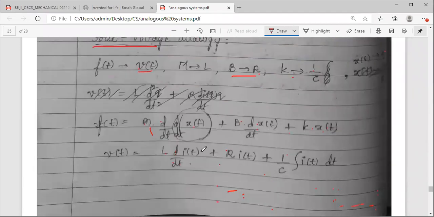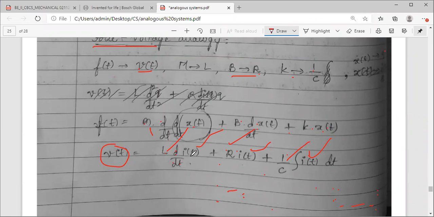And in that loop, what is the current? I of t. And if you see, this I of t is common to all the three elements, L, R, and 1 by C. So we applied voltage is equal to sum of this. Again, the equation is balanced.